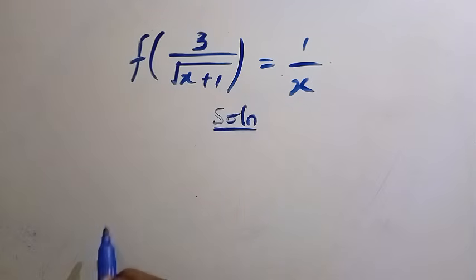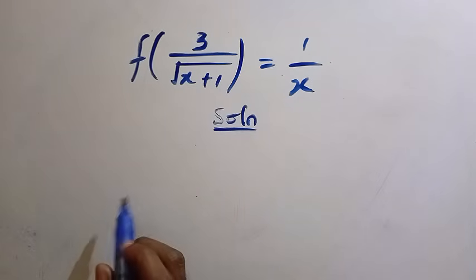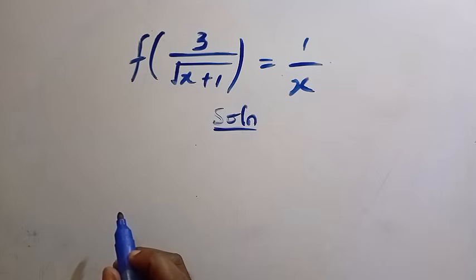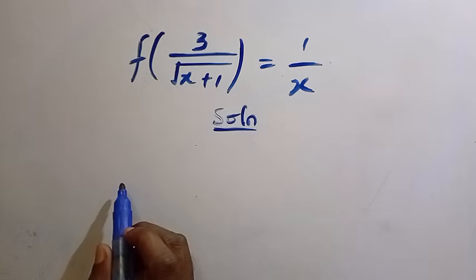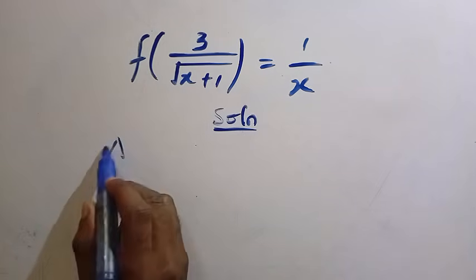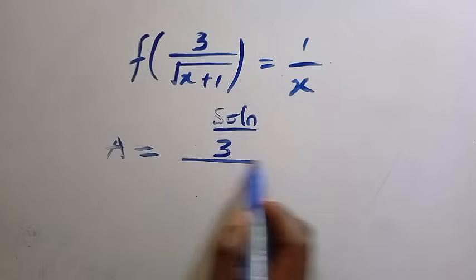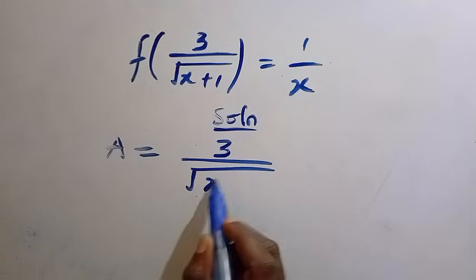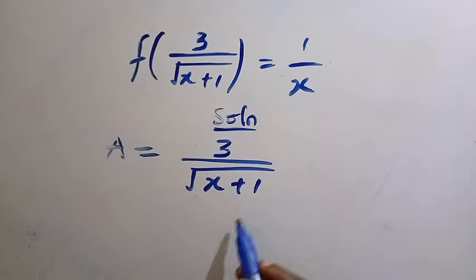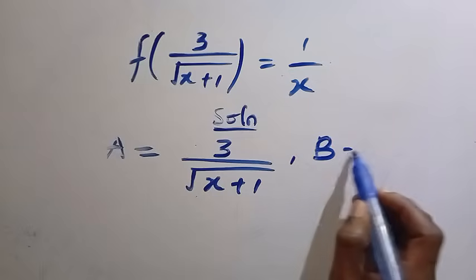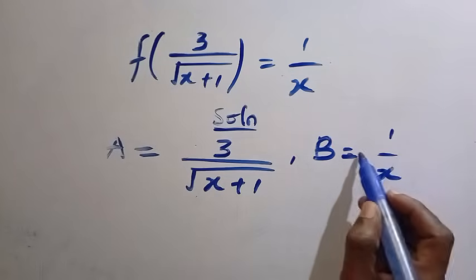Let's start with the domain of this function itself. Actually, looking at this, both the output and input have numerators and denominators, which means we need a very careful way of defining the domains of these two sides. From the first part here, let's name this a equals 3 divided by the square root of x plus 1. And the second part, I'll give it b equals 1 divided by x.